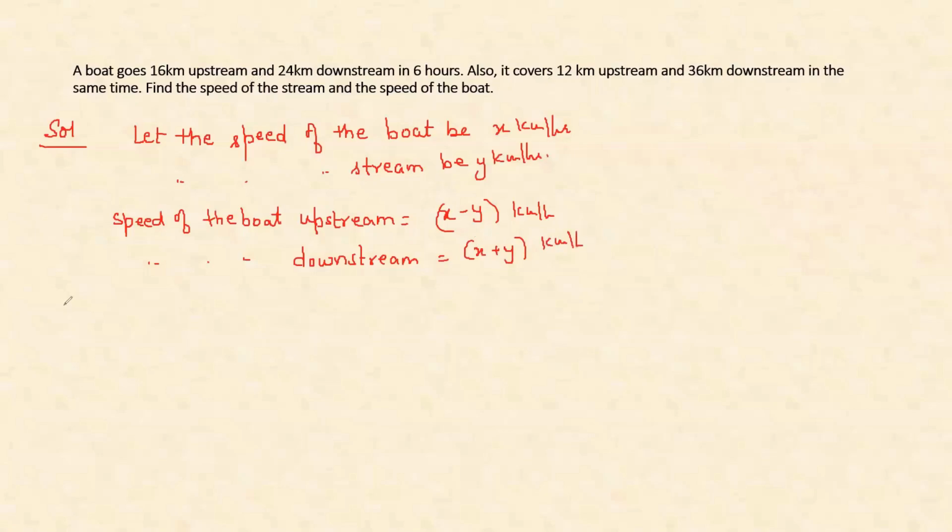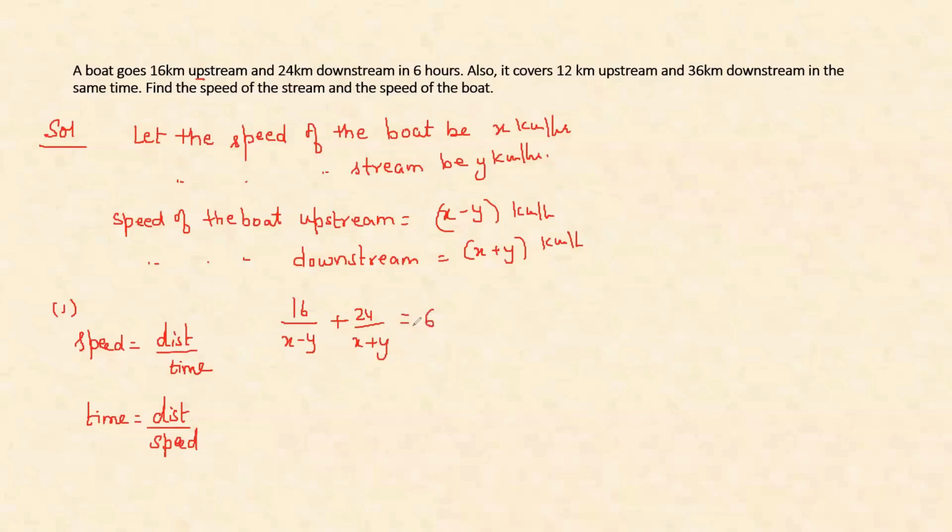So let's see what is the first condition. We all know that speed is equal to distance by time, right? Now the total time is 6 hours. So let's find the time upstream and time downstream. What should be the formula for time? Time is distance by speed. So that makes the first equation: what is the distance upstream? 16 km upstream by the speed upstream, x minus y. This is the time taken upstream. And the time taken downstream, 24 by x plus y, the total should be equal to 6 hours.